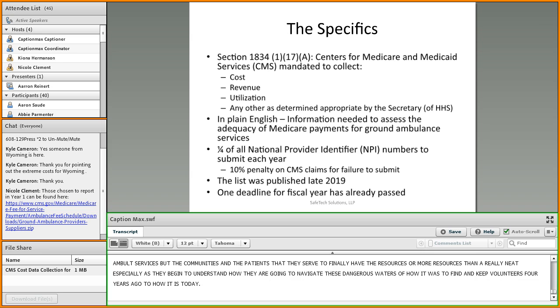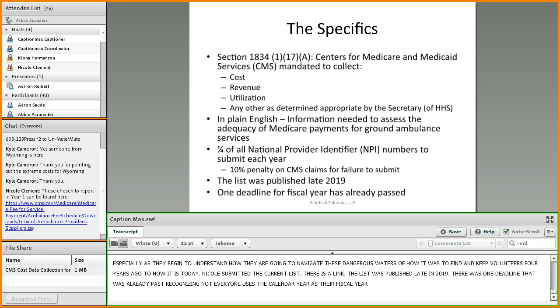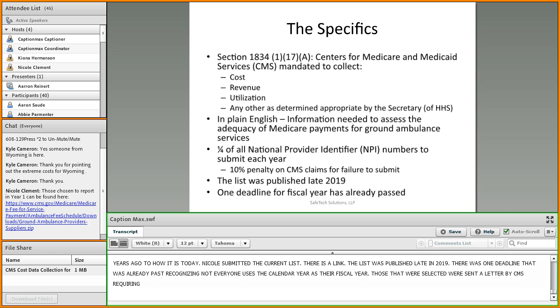That's why I began with the conversation about what are the real costs and what could be in this for not only the ambulance services but the communities and the patients they serve, is to finally have the resources, or have more resources, that they really need, especially as they begin to understand how they're going to navigate these dangerous waters of how it was to find and keep volunteers 40 years ago to the way it is today.